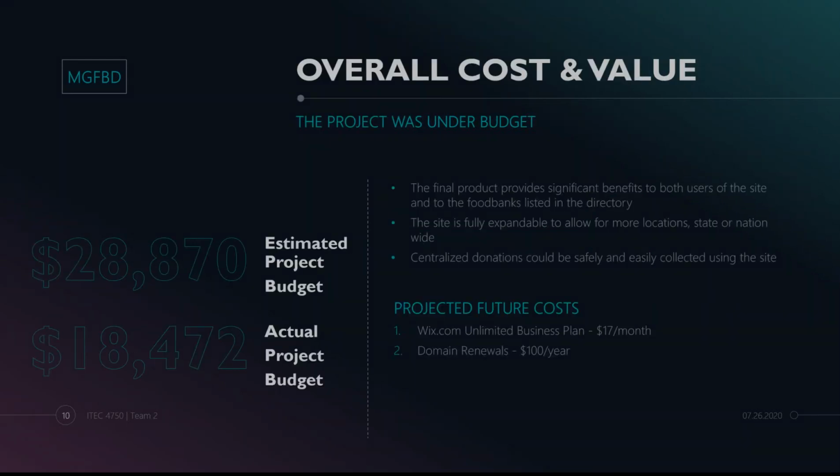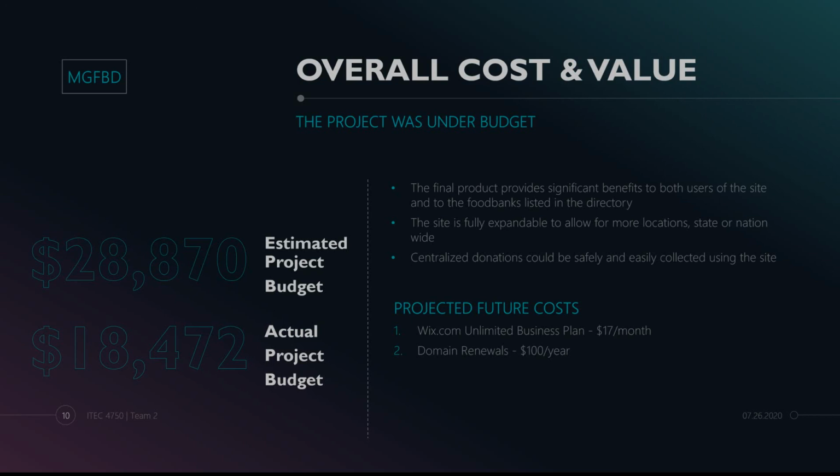Finally, let's take a look at the overall cost and value of the project. We can see that the project was under budget. The estimated project budget was around $29,000, and the actual project budget came in at around $18,000, a significant savings. Additional value of the project is that the final product provides significant benefits to both users of the site as well as to the food banks that are listed in the directory.